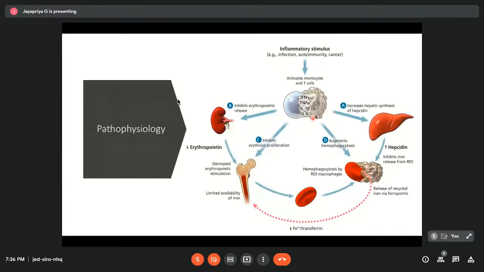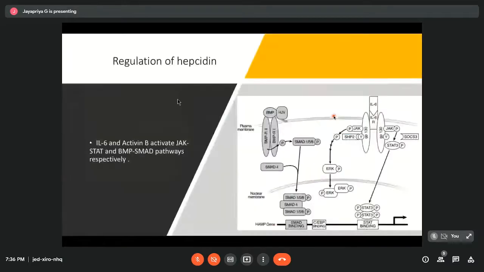You know that the senescent RBCs are normally destroyed in the reticuloendothelial cells by hemophagocytosis. Now, these inflammatory cytokines will augment this process of hemophagocytosis. So the first and most important mediator of anemia of inflammation is hepcidin.